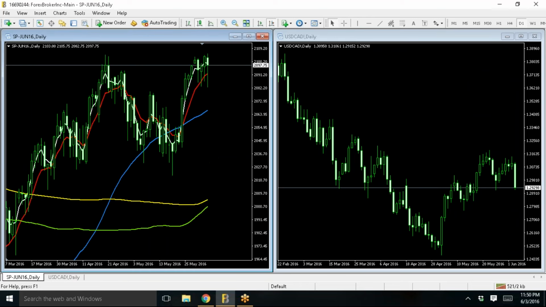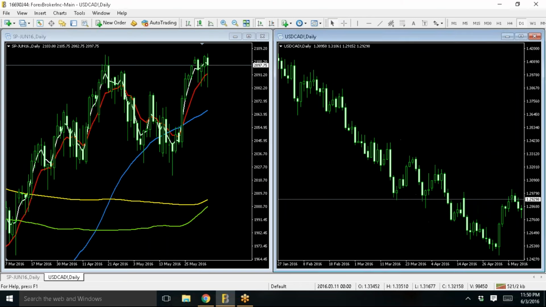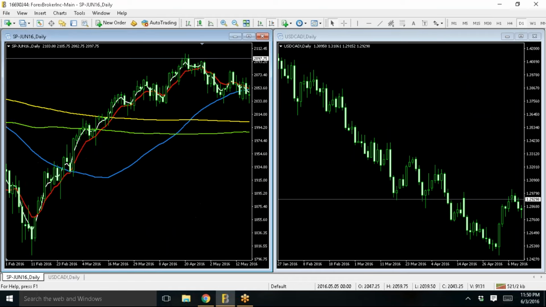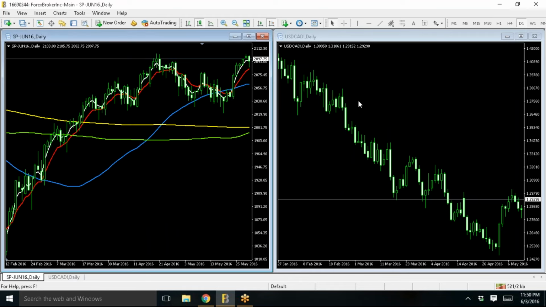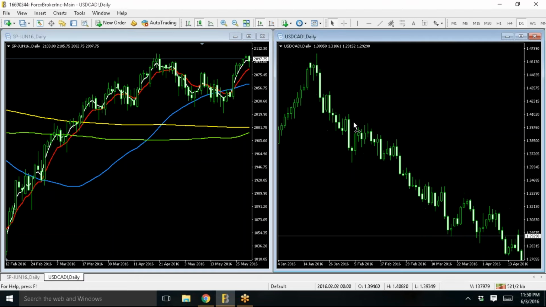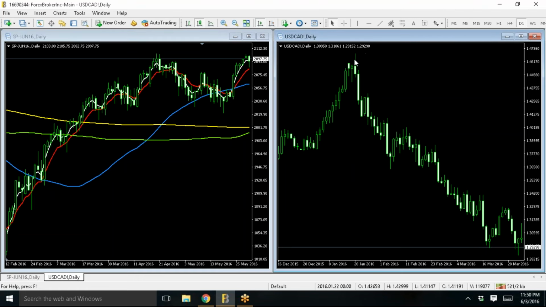So while gold was rising, while oil was rising, USD CAD was dropping. So this is like the ultimate hedge. This is where you get your money. This is what I want to do with you guys. This is what I want to have fun with you guys like this. Because this is too easy. There goes a reversal pattern. There you go. Lights out.